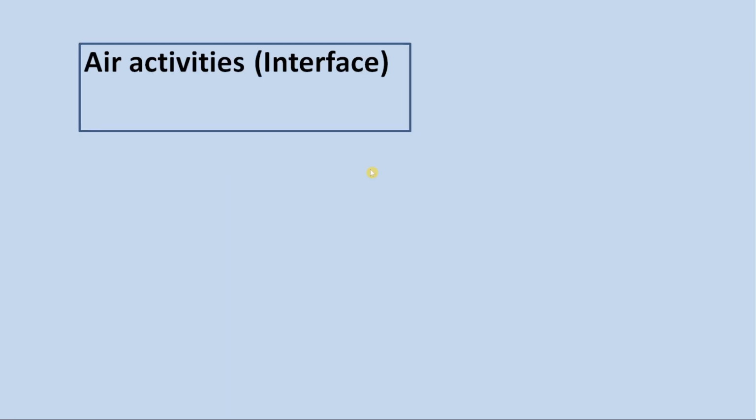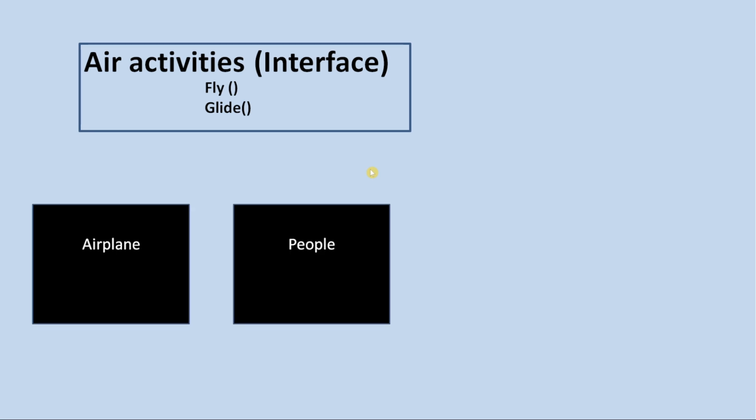Let's say we have an interface called airActivities which specifies two behaviors as fly method and glide method. Also, we have two classes, airplane and people. These classes are not related with each other as they are completely different from each other. However, both classes can implement the behavior method.